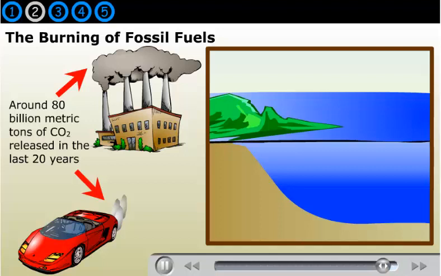However, the amount of atmospheric carbon dioxide has only increased by about half that amount, probably because the oceans have absorbed most of the difference.